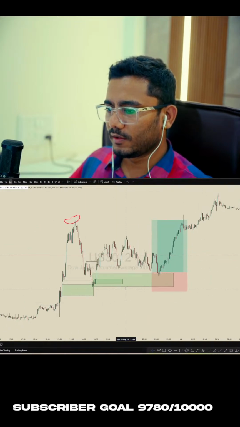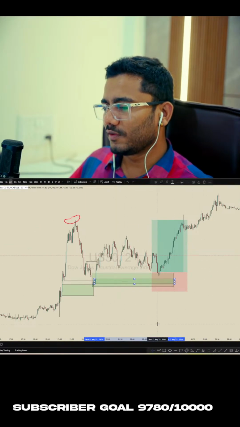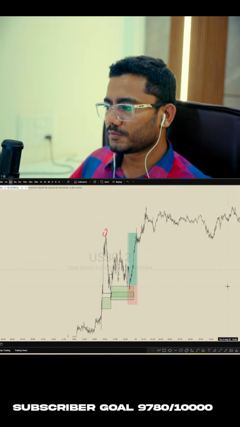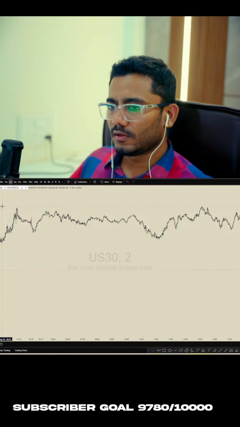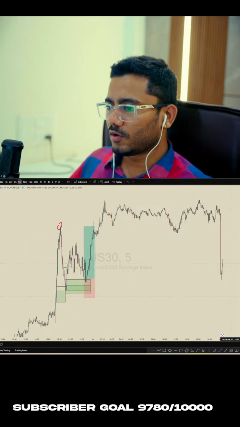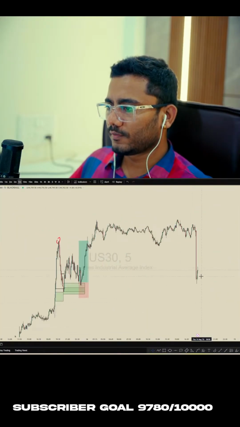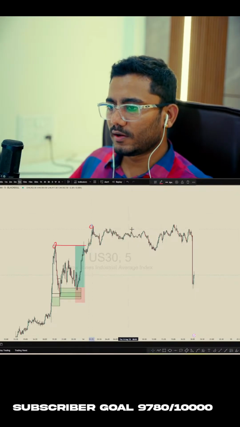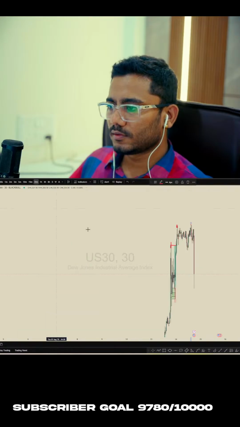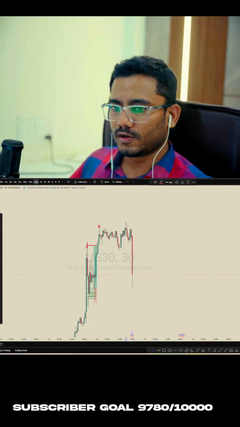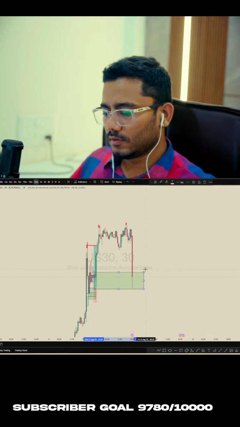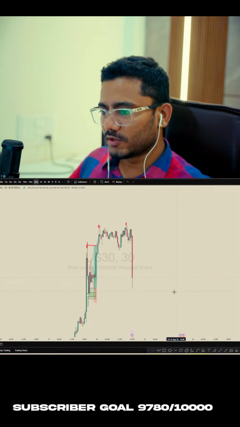So this was our entry. This was our refined order block. But I knew that this was the structure which broke the structure. So here again, we can look for a buy side setup from this area. There is the structure break, created highs, higher high. So we have a 30-minute order block over here, which is this one. Let's wait for price to create more structure.